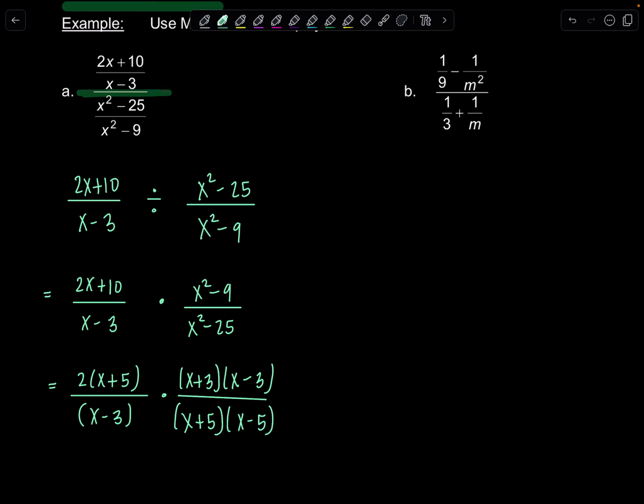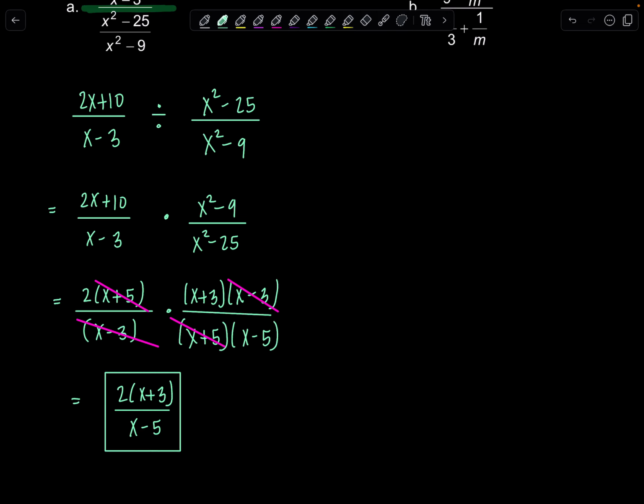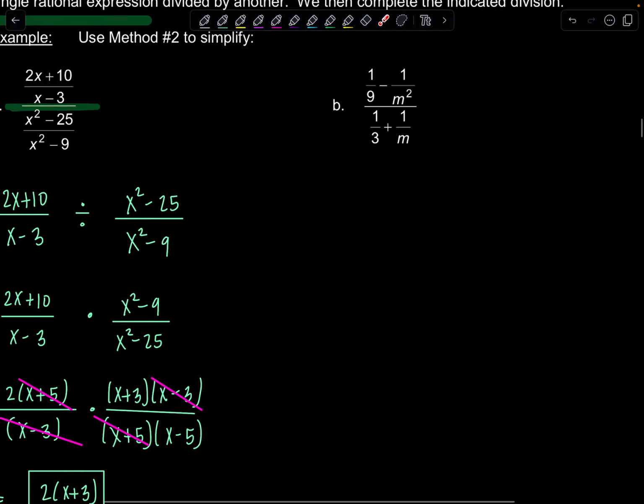Good. Now here's my favorite part where you get to throw your cancel party and you just cancel your little heart out. Boom, boom, boom, boom. And then we're done. So here we're left with 2 times x plus 3 over x minus 5. And obviously when you're comfortable with this method, you can be a little more slick. And right away at this step, when you switch it to multiplication by the reciprocal, you can start factoring, okay? You don't have to break it down so much. I'm just doing it so I don't overwhelm you guys right now. All right, good. Let's revisit that very first problem we did and see how this method works for that.